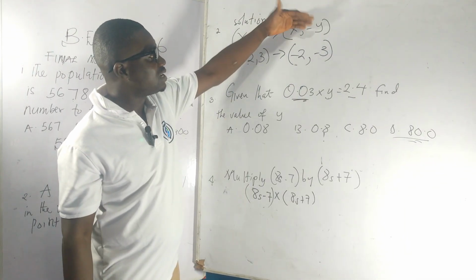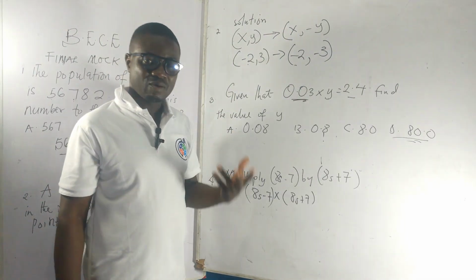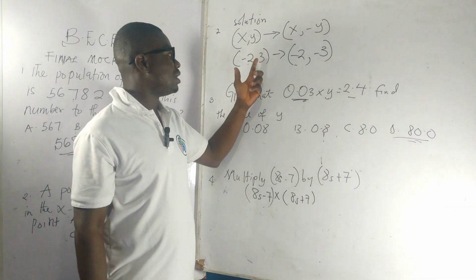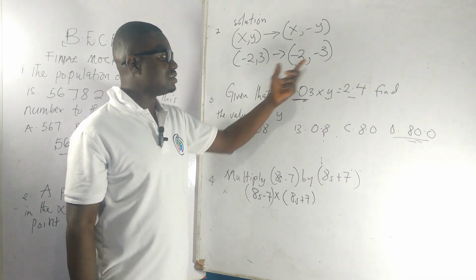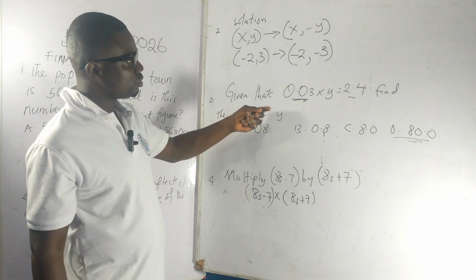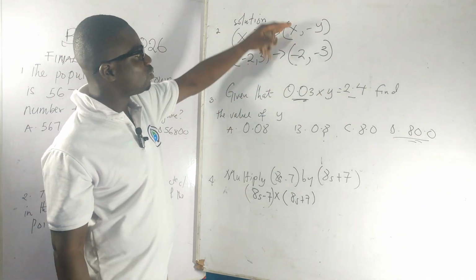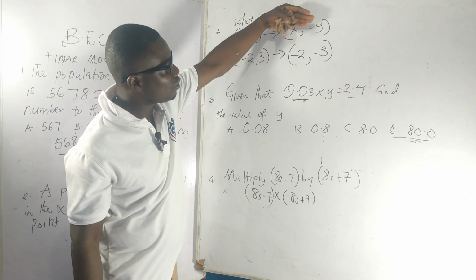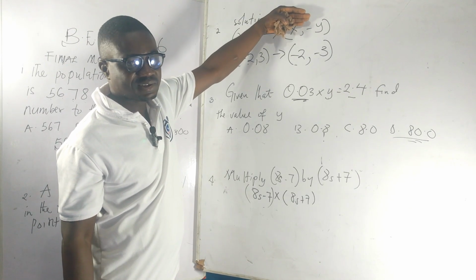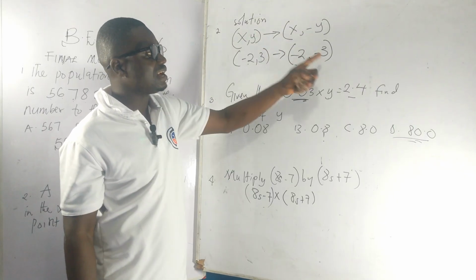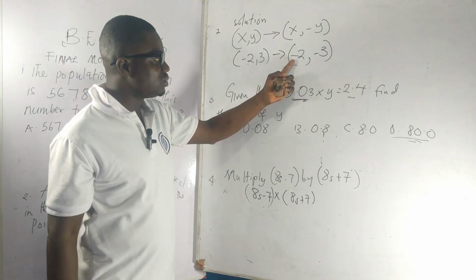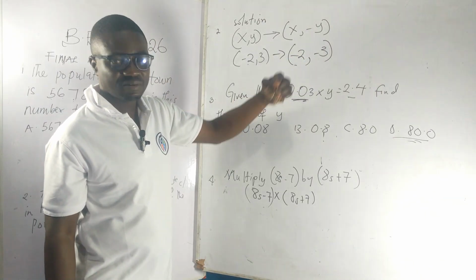So it means that you just negate the y. Okay, so the y here turns into negative. Now let's look at this question also. Now I believe you understand. So the only thing is that you change (x, y), the x-axis and the y-axis. The y is negated. That is why we have -3. So (-2, -3).